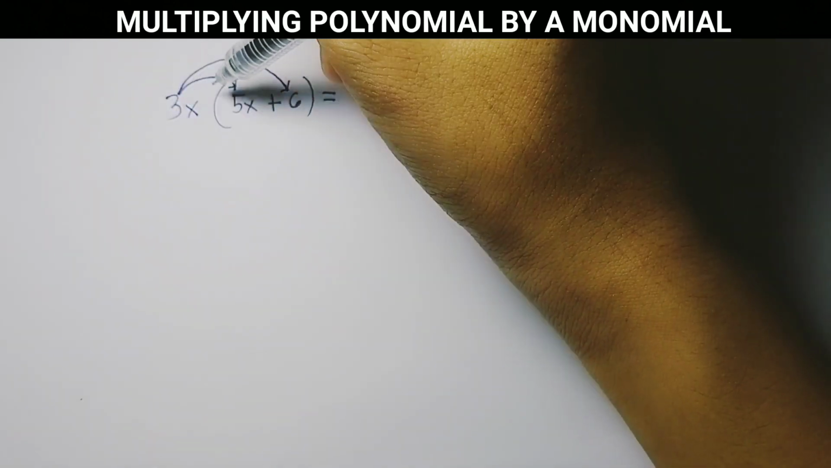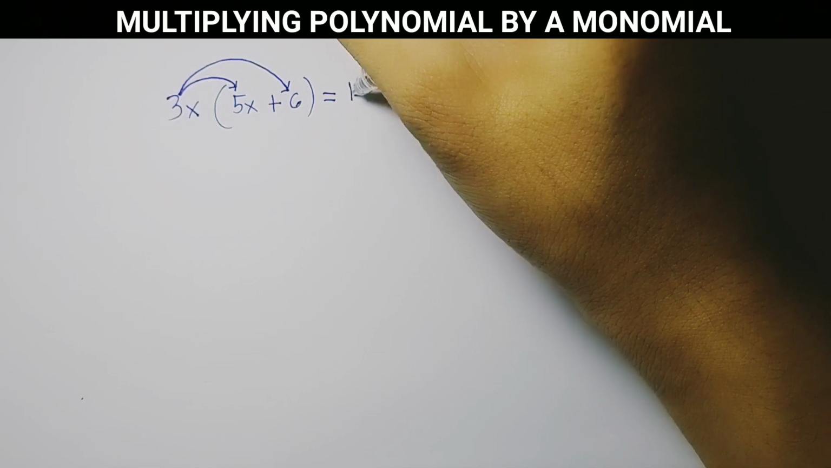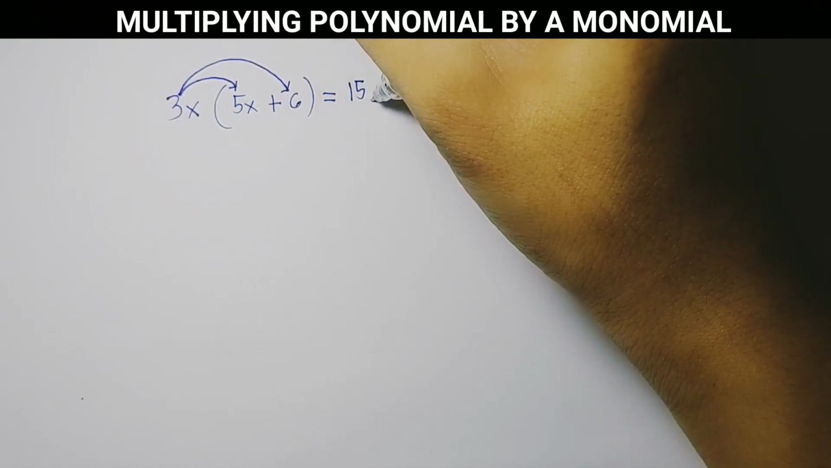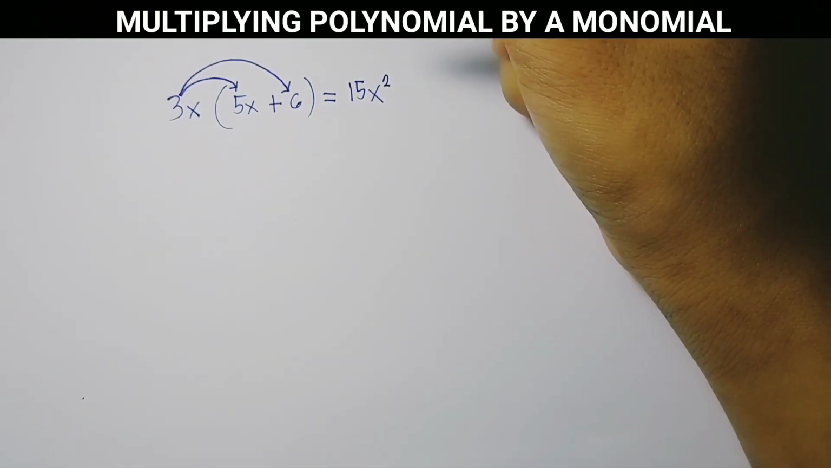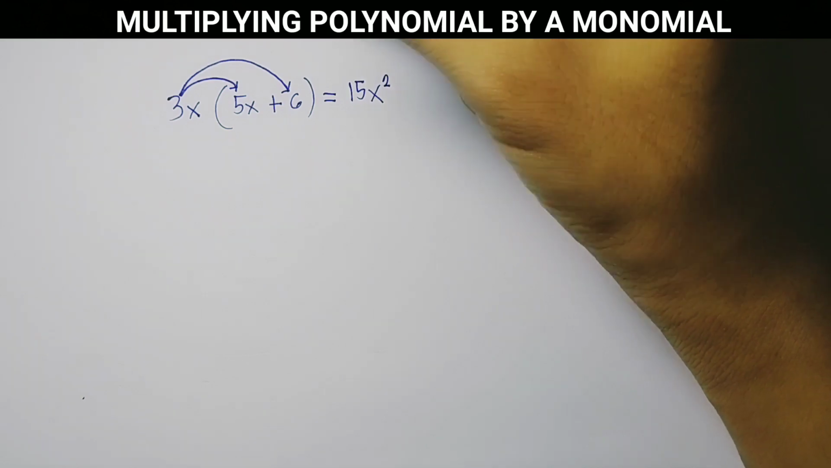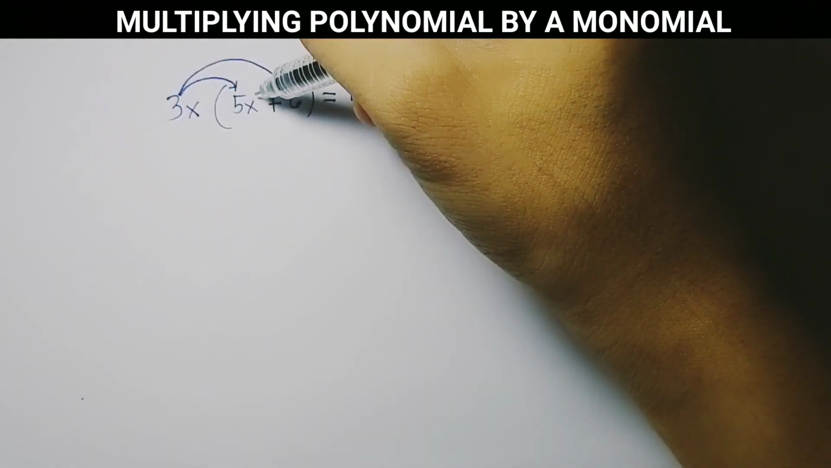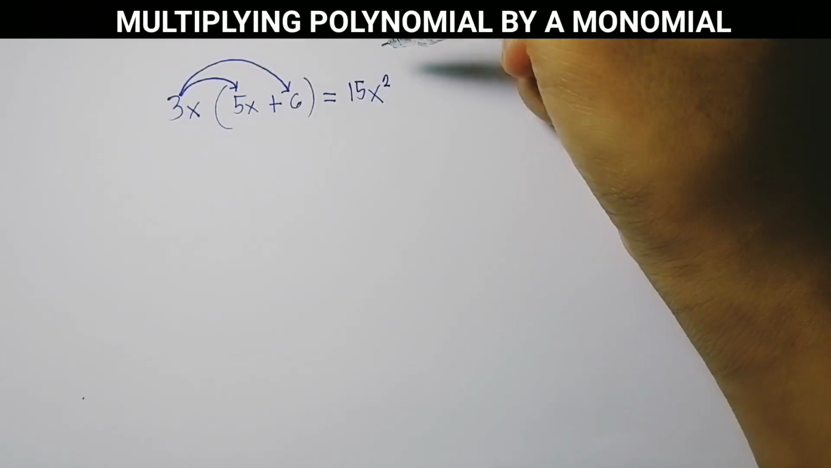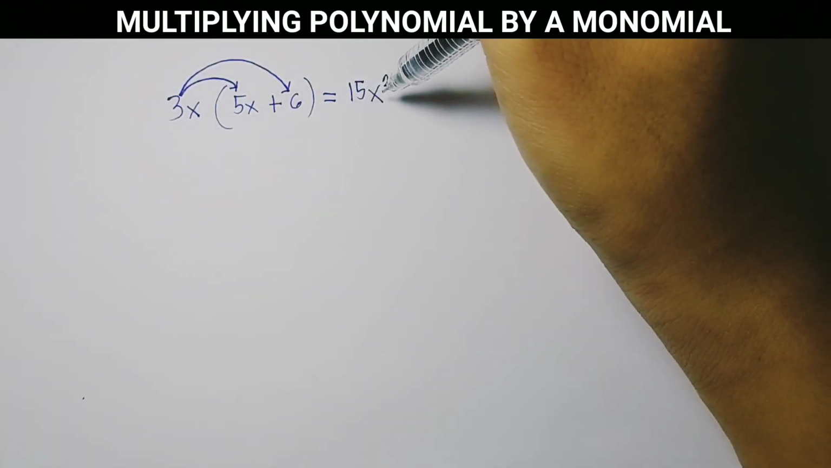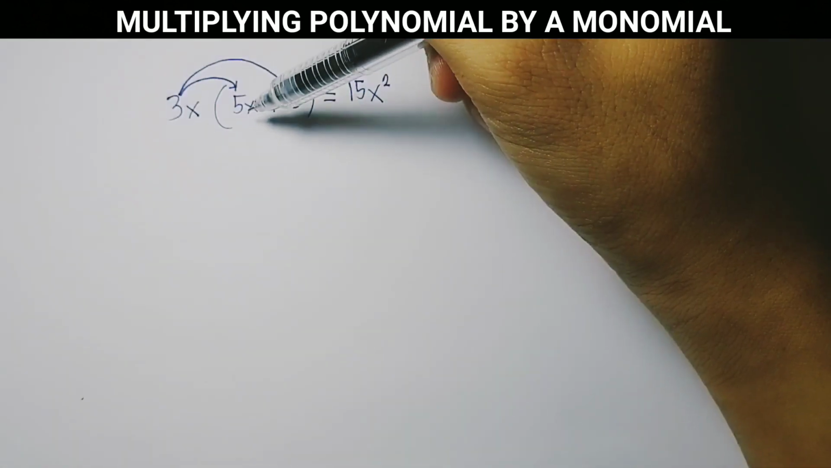So 3x times 5x, that is 15x, nya. Di ba kay ato mang i-add ang exponent pag mag-multiply ta. So naa may imaginary 1. So 1 plus 1, that is 2. So naa tay 15x squared sa 3x times 5x.